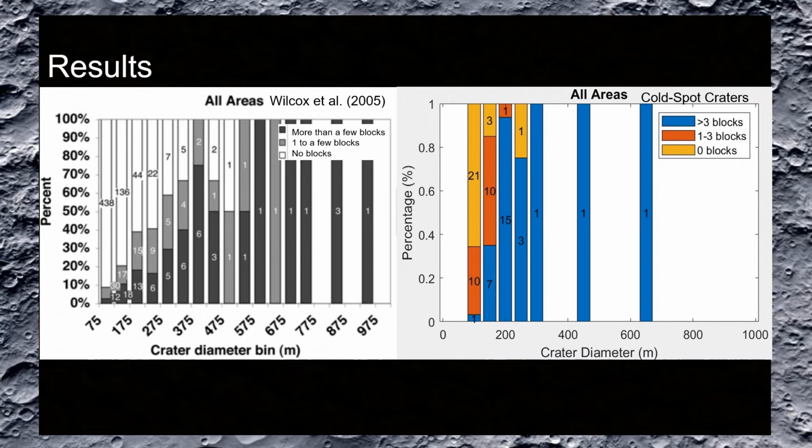These are notable differences between our results, with our results indicating thinner regolith than the Wilcox et al. 2005 results. We think these differences are likely due to the differences in the ages of the craters we considered.